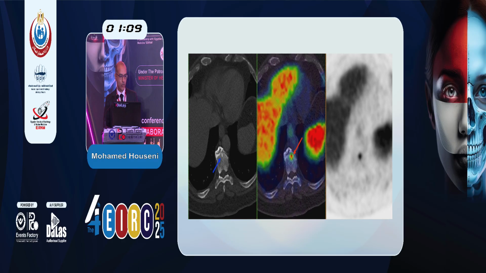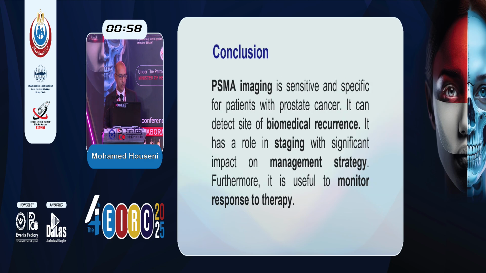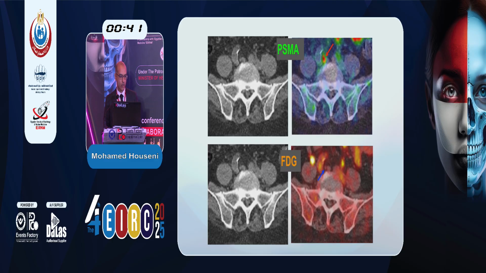So with the PSMA PET-CT, you can detect a small sclerotic lesion, as in this case in the vertebra, and even a tiny lesion, as in this case. In conclusion, PSMA imaging is sensitive and specific for patients with prostate cancer. It can detect the site of biochemical recurrence. It has a role in staging with a significant impact on management strategy, and it can be used to monitor response to therapy. I would like to conclude with this case.